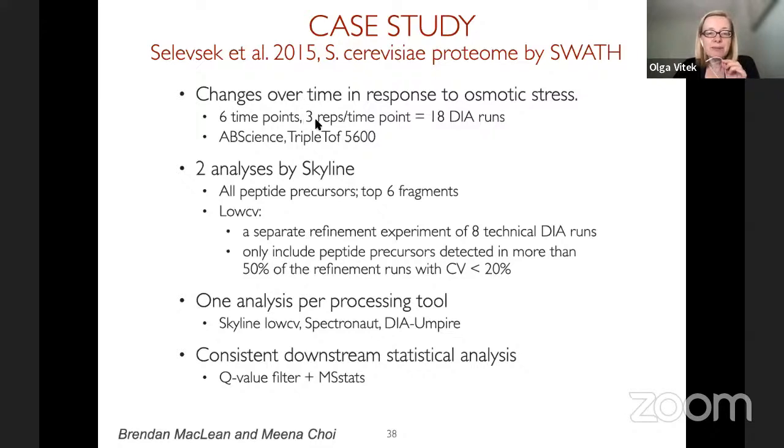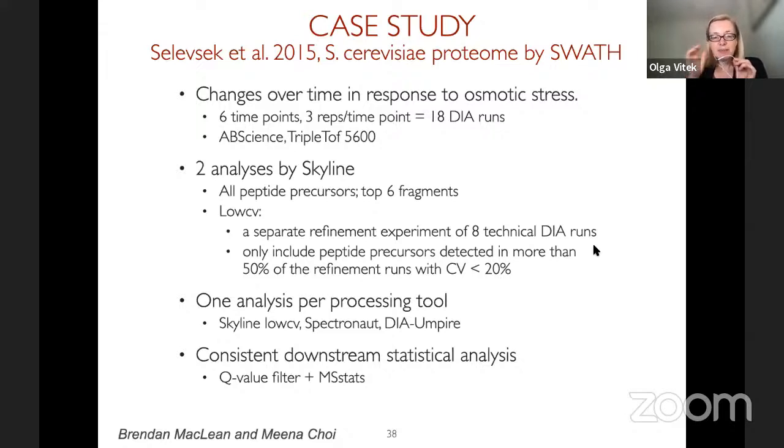There were six time points, three biological replicates per time point, so 18 DIA runs. And there were two analyses done by Skyline. The first one, just kind of traditional analysis, where for each precursor, we select the top six fragments and keep everything. And what is interesting in this data set, and that's why we like to use it for teaching also, is that the authors also did something else.